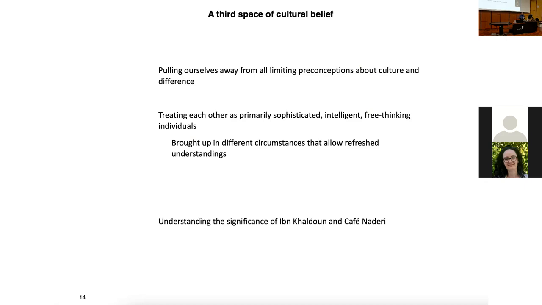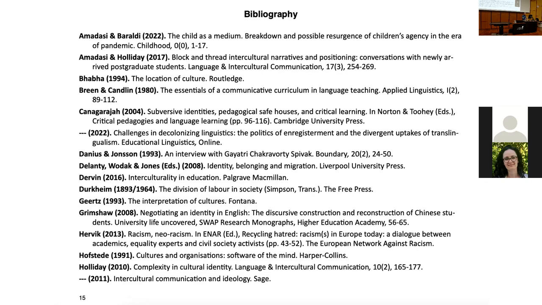Cafe Nadiri is a cafe in Tehran, which has been there since the 1930s, where intellectuals, artists, and poets used to go. And I showed a photograph of it in another session. And there was one Iranian student amongst a whole load of other international ones. She said, at last, somebody can understand where I come from. So important. Okay, thank you very much.